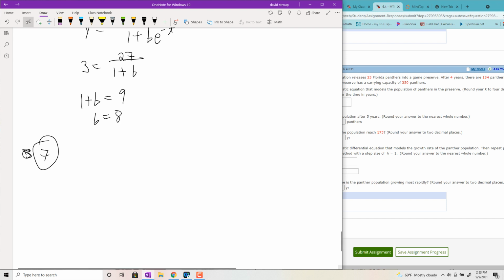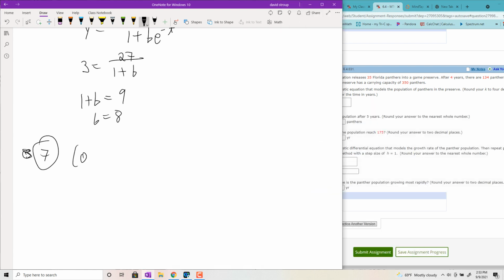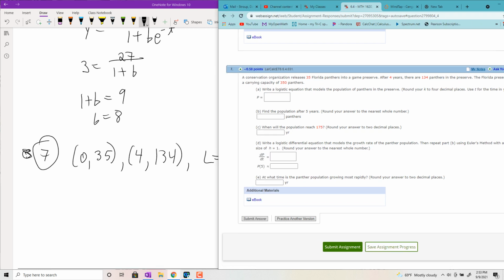So originally you have 35 Panthers, so that's an initial condition, 0, 35. After 4 years, there's 134 Panthers, so 4, 134. The carrying capacity is 350 Panthers. Write a logistic equation that models this, and they want you to round k to 4 decimals.